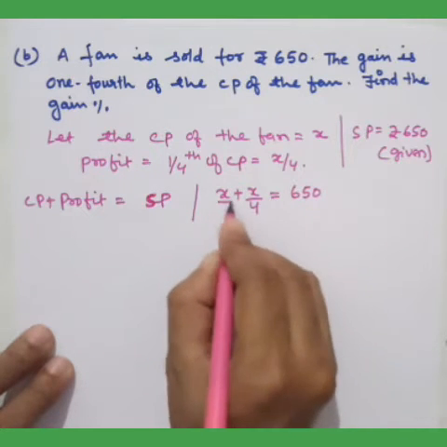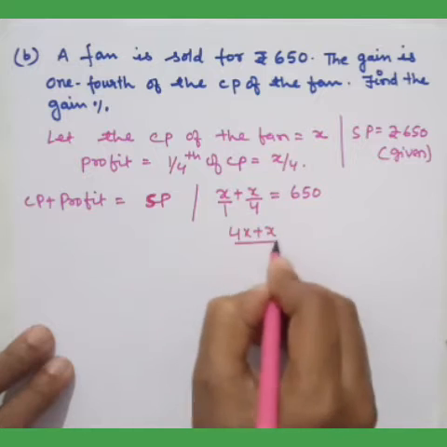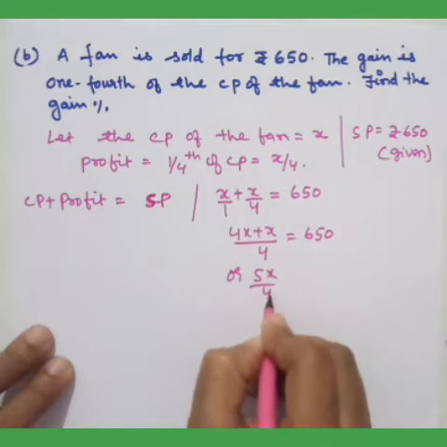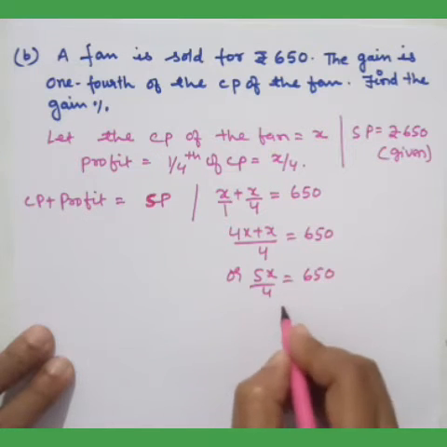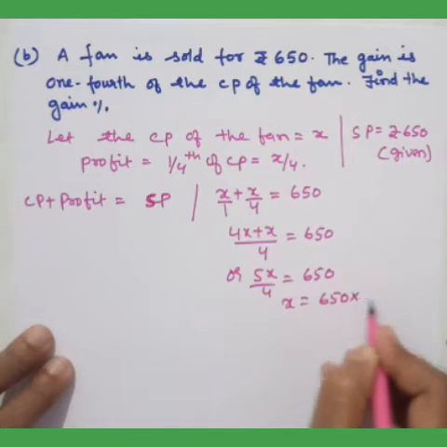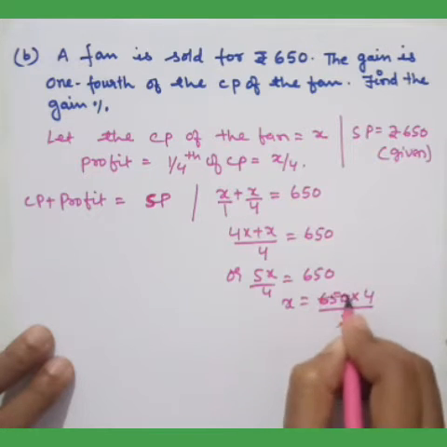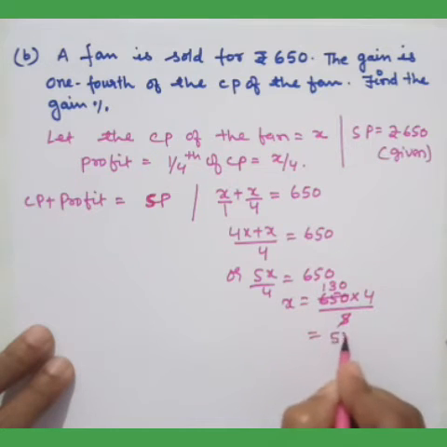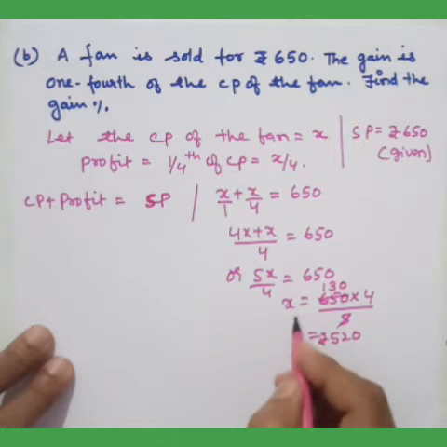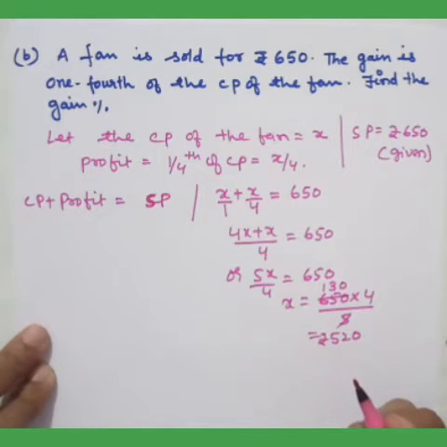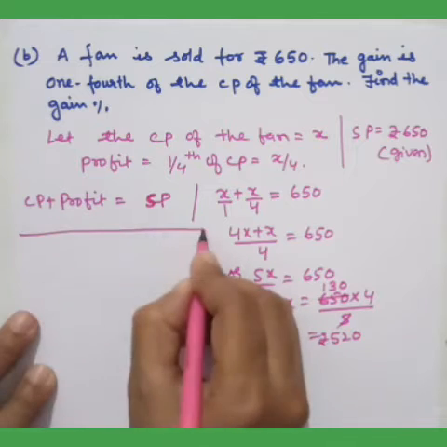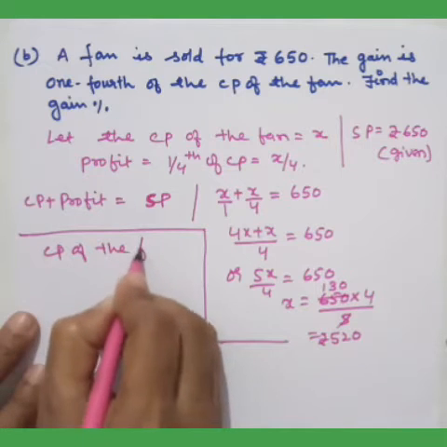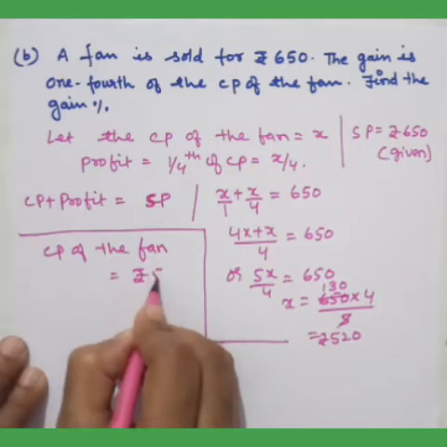Now see, if you find out the LCM, you will get 4X plus X by 4 equal to 650, or 5X by 4 is equal to 650. So X is equal to 650 into 4 by 5. See, 5 ones are 5. 5 3s are 15, 0. Now see, 13 4s are 52, so 520. So what is X? X is your CP. So CP of the fan is equal to rupees 520.